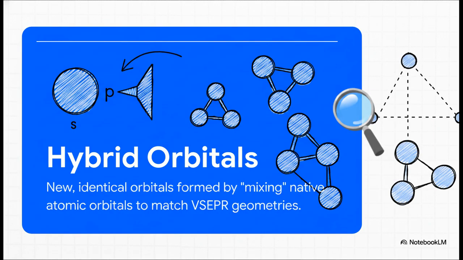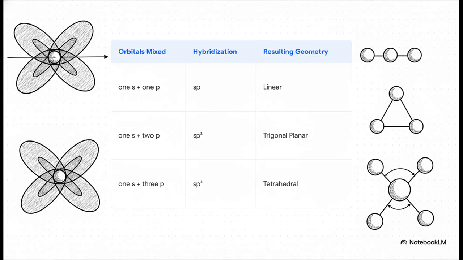The solution is this really clever idea from Valence Bond Theory called hybrid orbitals. The theory suggests that right before bonding, an atom can kind of mix and match its basic atomic orbitals to create a brand new set of identical orbitals. And these new hybrid orbitals are perfectly shaped and pointed in just the right directions to match the geometries we already predicted with VSEPR. And the connection here is just beautiful.